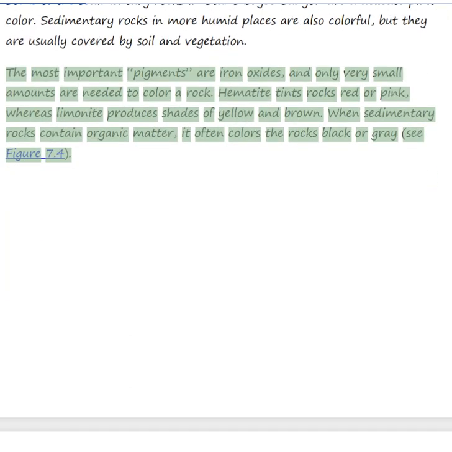The most important pigments are iron oxides, and only very small amounts are needed to color a rock. Hematite tints rocks red or pink, whereas limonite produces shades of yellow and brown. When sedimentary rocks contain organic matter, it often colors the rocks black or gray.